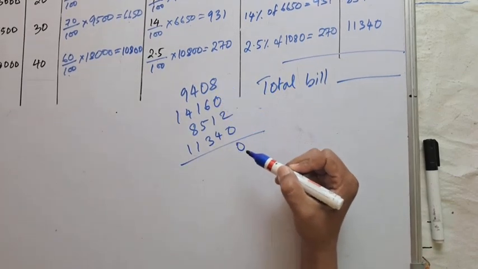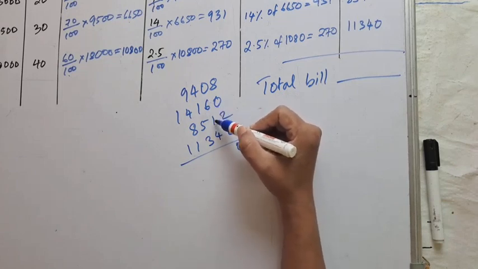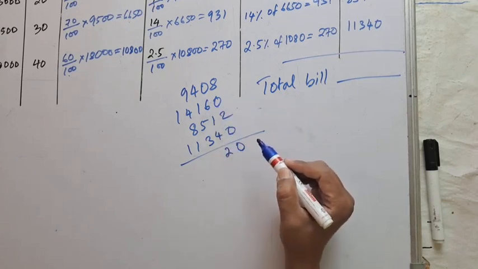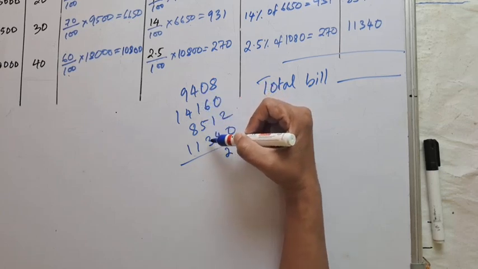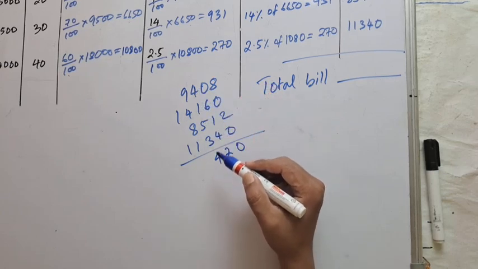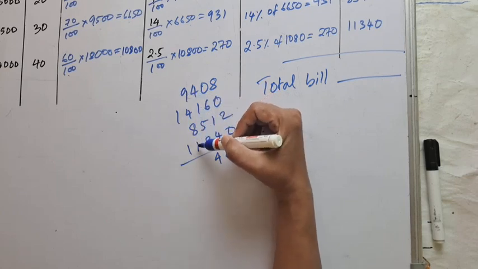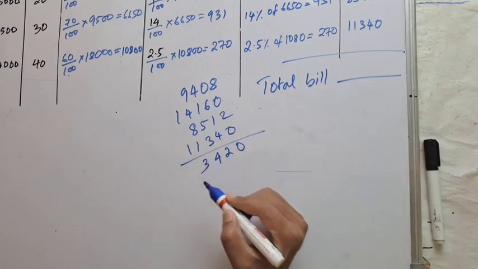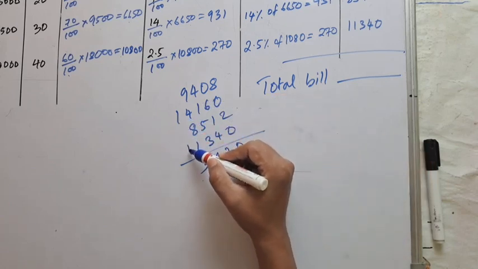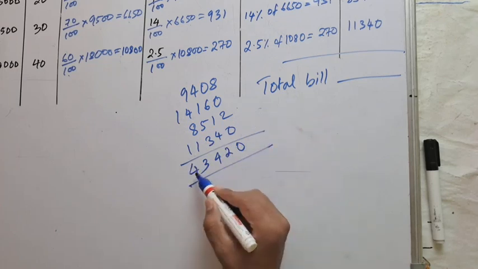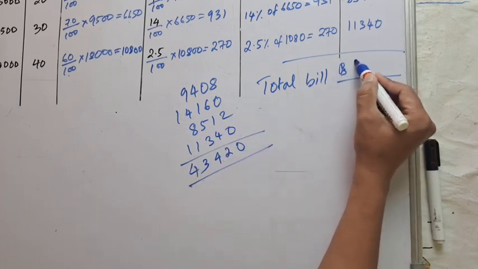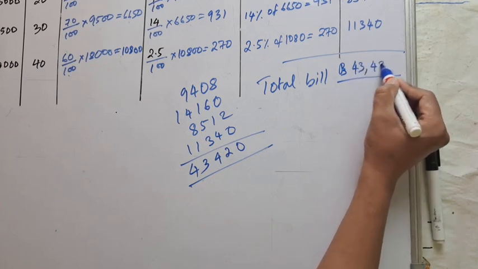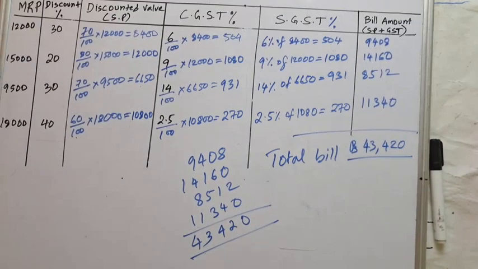8 plus 2 is 10, 0, 1 in hand. 6, 4, 10 plus 1 is 11, plus 1 is 12, 2, 1 in hand. 4, 5, 5, 10, 3, 13 plus 1 is 14, 4, 1 in hand. 9 plus 8 is 17 plus 1 is 18, 18 plus 4 is 22, 22 plus 1 is 23. 2 in hand. 1 plus 1 is 2 plus 2 is 4. So 43,420 rupees. 43,420 is the total bill amount for all these commodities. I hope you got this. Now let us move on to the next question.